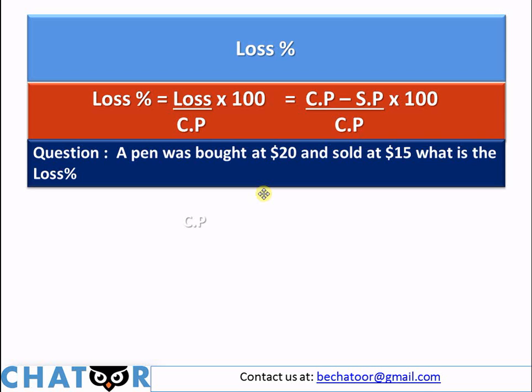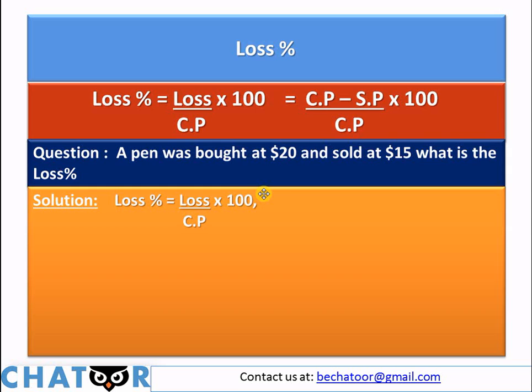You can pause the video at this point and take a minute to solve this question. The question says a pen was bought at $20 and sold at $15. What is the loss percent?